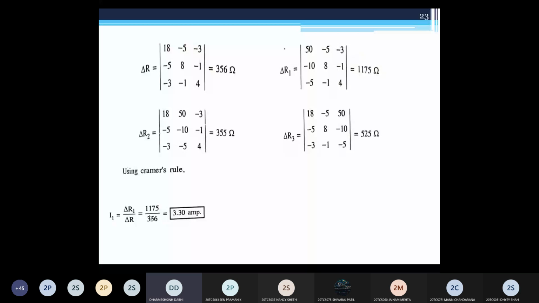So the very simple method is to apply Cramer's rule to find all mesh currents I1, I2, I3. Clear, all of you? This is a method called Cramer's rule. That's why we replace the first column with the voltage source when you find I1. When you find I2, you replace the second column of delta R by the voltage source. You can see here. Same way for I3, replace the third column of delta R with the voltage source. Clear, all of you? This is called Cramer's rule.